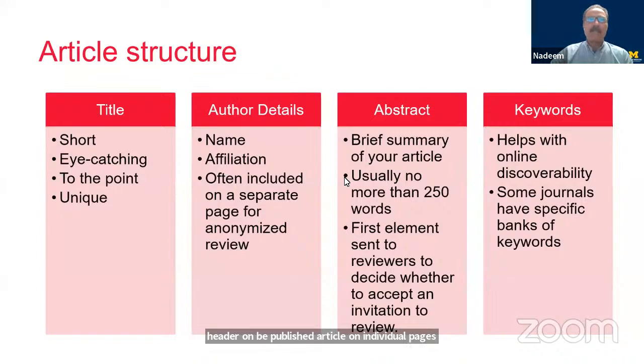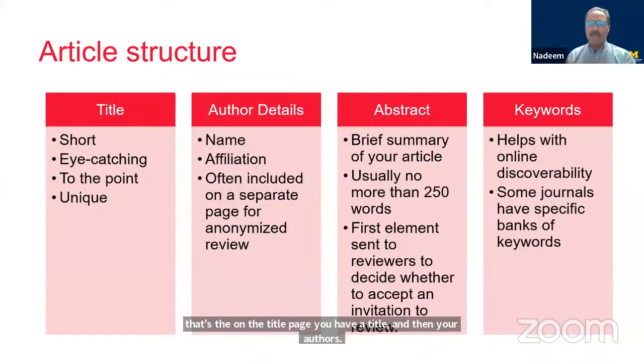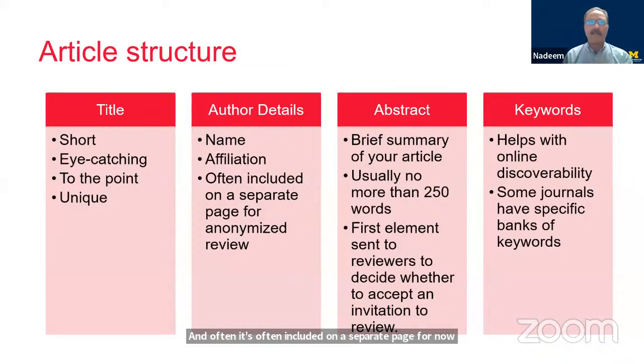And then, as Jessica mentioned, authorship is an honor, especially for the young investigators, graduate students, and postdocs. People always remember their first published article. We all know that's a special place in your heart for that article. Always make sure that your name is spelled correctly when we talk about the author details, because on the title page, you have a title and then your authors, your name, affiliation, and often included on a separate page for anonymized review, blinded review.